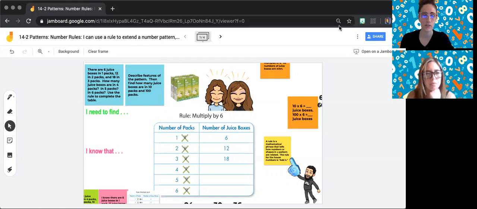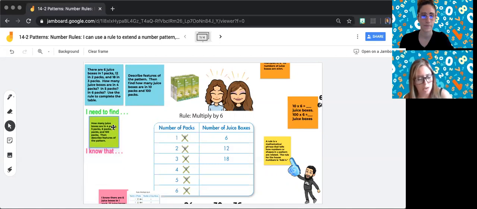Ms. Schultz, what do we need to find here? So I need to find how many juice boxes are in 4 packs, 5 packs, and 6 packs. So I need to complete the table. Then I need to describe a feature of that pattern. And then I need to find how many juice boxes are in 10 packs and in 100 packs. Looks like a lot of work. What do we know already?